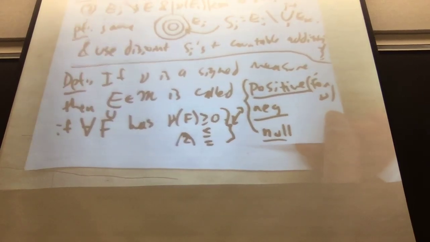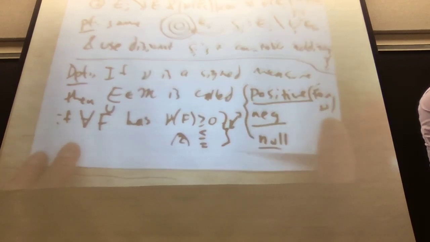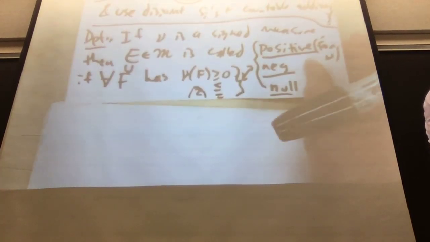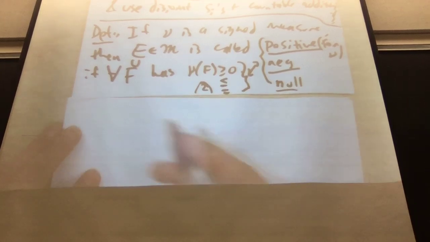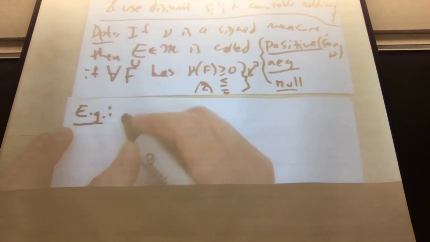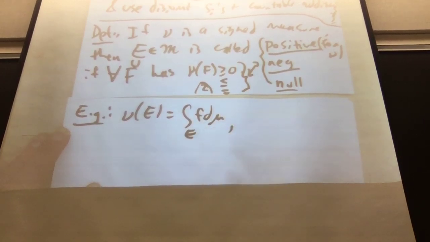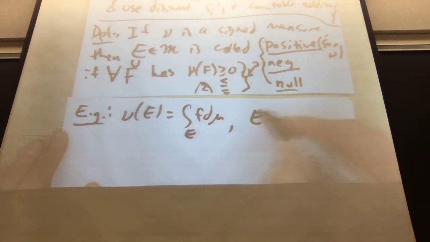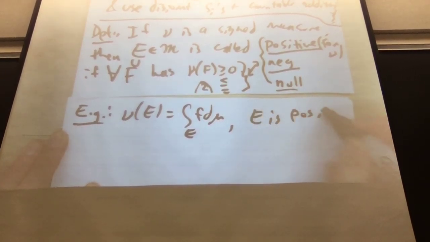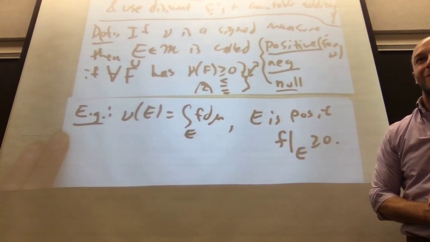Now we want to prove a little lemma. Yeah, so in the case, let's just look at the example. So in the example that nu is an integral of an f, E is positive if f restricted to E is non-negative. Is there like an almost everywhere thing you can do?